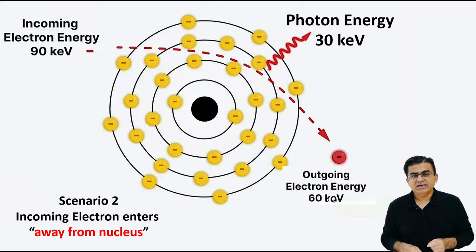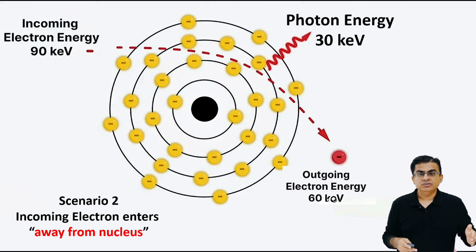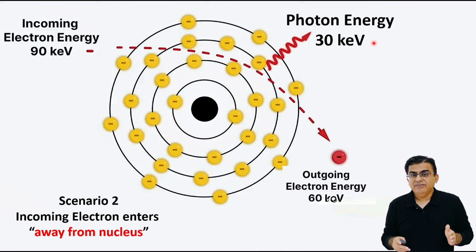I want you to understand the clinical significance of this specific interaction. Because the nucleus is incredibly small and the atom is mostly empty space, these distant passes are extremely common. Distant passes means the electron enters far away from the nucleus. This is exactly why the vast majority of your raw clinical X-ray beam consists of these lower energy photons. This is a very important observation to remember. We will notice this observation again later, when we study the entire spectrum of X-ray photons.